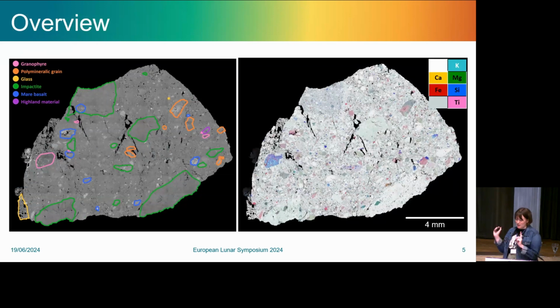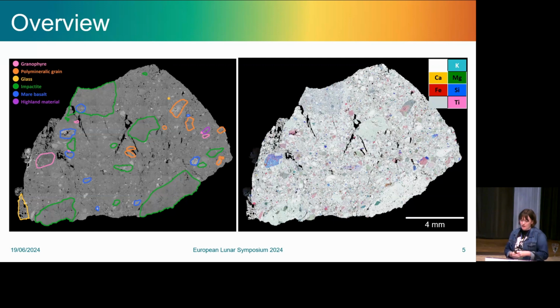So, there's the sample itself. On the left, we have a lovely little backscattered electron image with different clasts outlined in different colors based on the type. The screens might be a bit better to look at here. And then on the right, there is a false color X-ray elemental map. This just gives a really good view of the different textures and mineralogies that we see in the sample itself.